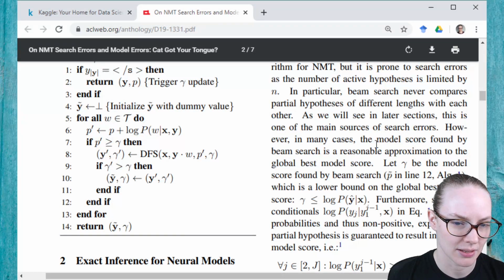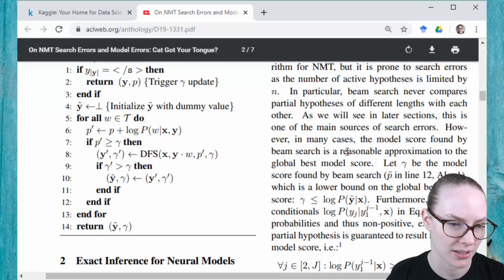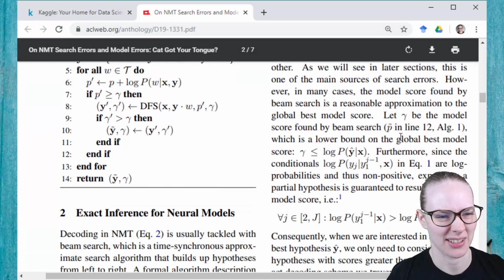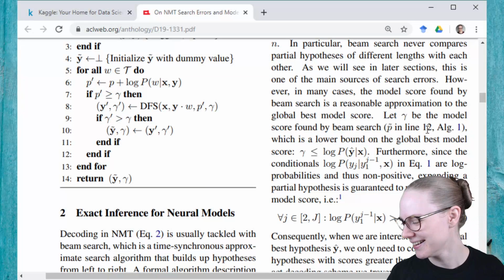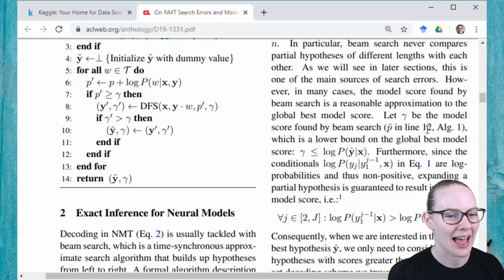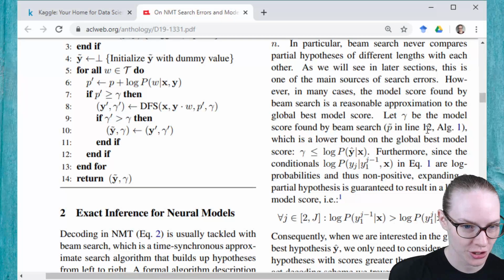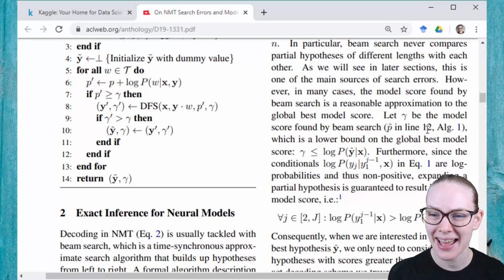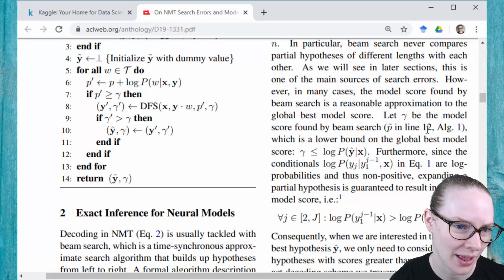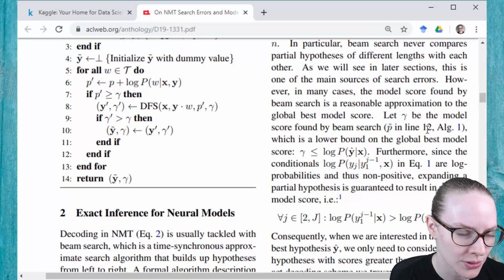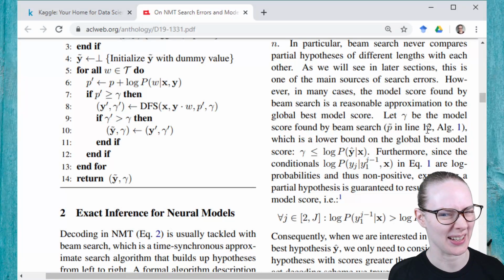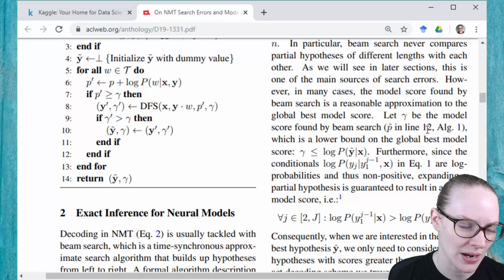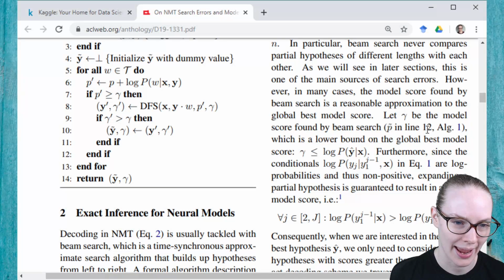However, in many cases, the model score found by beam search is a reasonable approximation to the global best model score. Let gamma, pretty sure that one's gamma, it sort of looks like a little V written by someone who's feeling fancy, be the model score found by beam search, P wavy hat, I don't know how to say that either, in line 12, algorithm 1, which is a lower bound on the global best model score, gamma, I'm pretty sure that's a gamma, is less than or equal to the log probability of y hat given x.